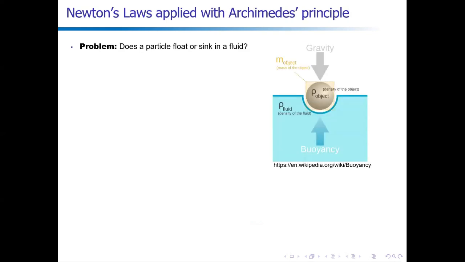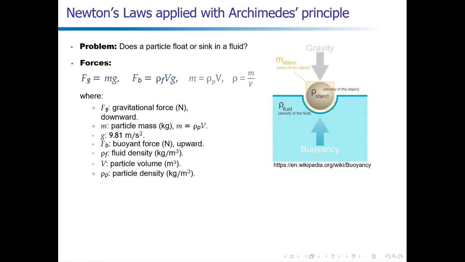Now let's apply Newton's laws to fluids, specifically particles floating or sinking. Here's the key question. Do particles float or do they sink in a fluid? To figure that out, we look at two main forces acting upon a particle. The first is gravity, pulling it down, with the gravitational force being equal to mass times gravity. The second force is the buoyant force, pushing upward. The buoyant force is equal to the density of the fluid multiplied by the volume multiplied by gravity.